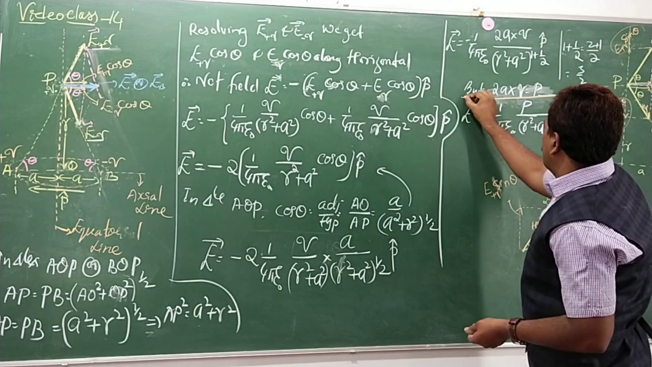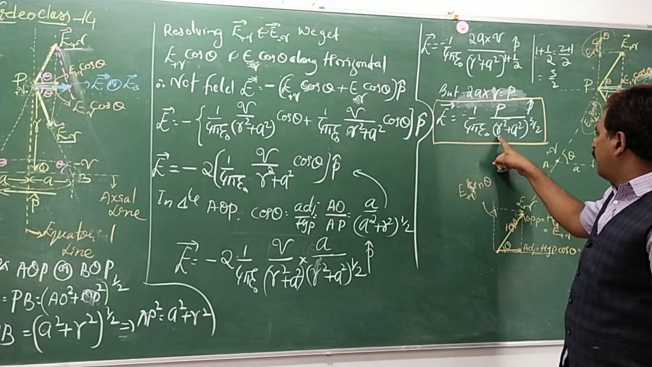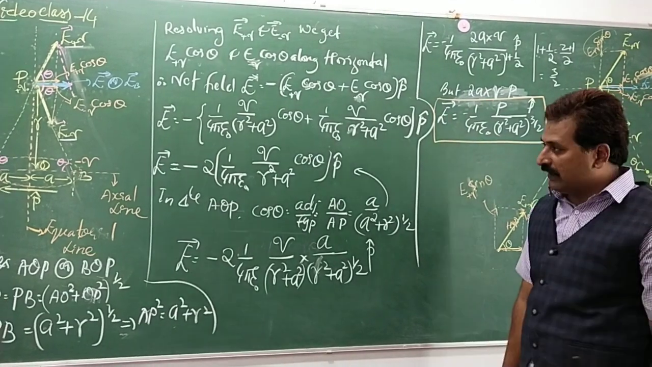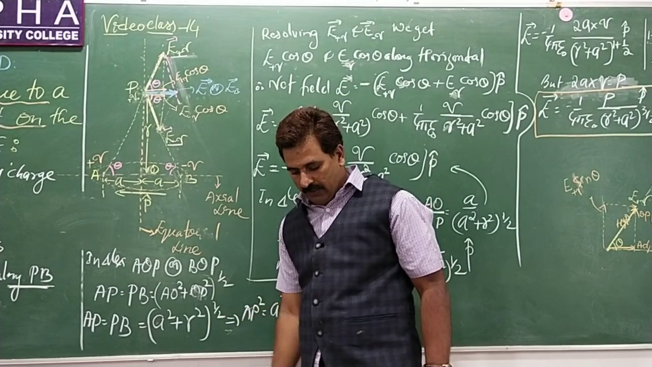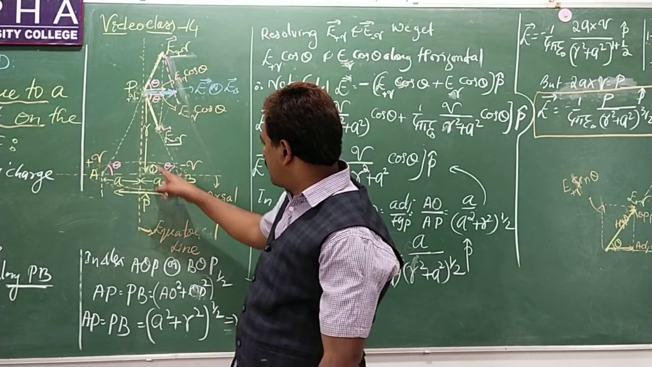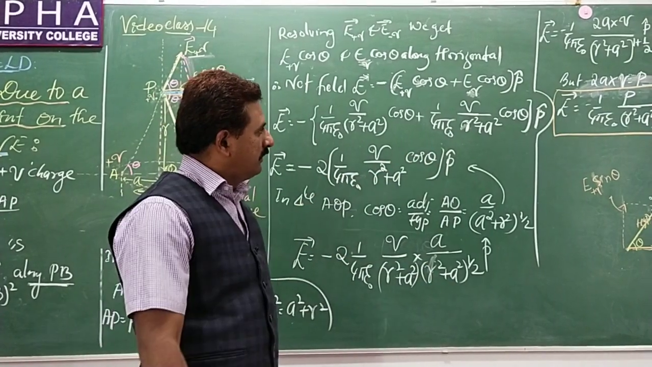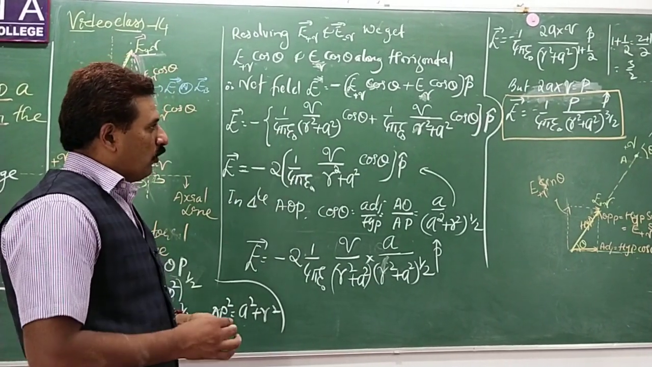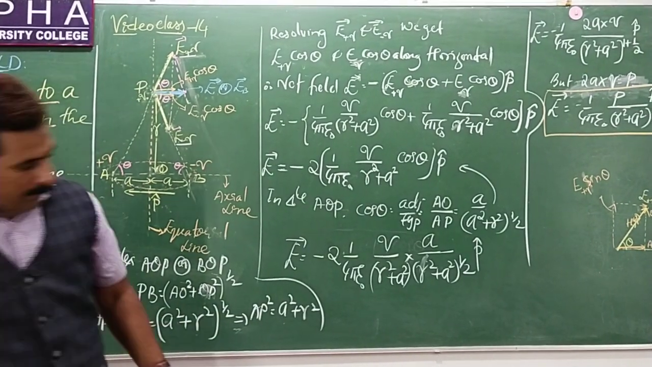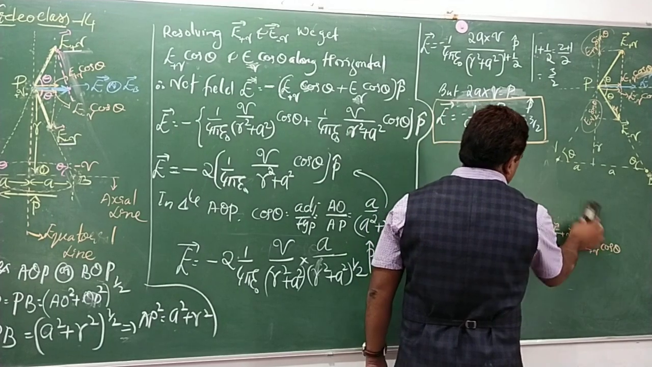This is the expression you are supposed to write. What is this? An expression for the electric field due to a dipole at any point on which line? This. What is this line called? Equatorial line. Any point at a distance r from the center of the dipole. You need to arrive at that relation. 5 marks. You can add one more point, and you practice this.